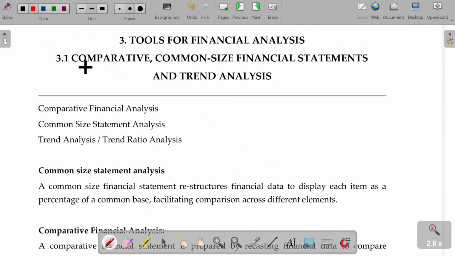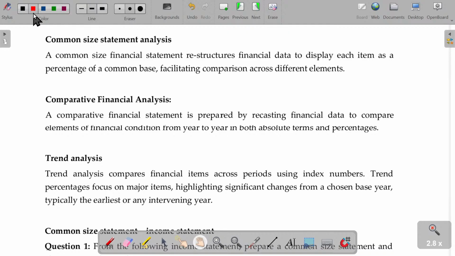So three contents are there in the first chapter: comparative, common size, and trend analysis. In case of common size, financial statements restructure financial data to display each item as a percentage of a common base. Usually the common base may be sales or total assets or liabilities. In case of balance sheet, we take the total asset as 100. And in case of income statement items, sales is considered as 100.